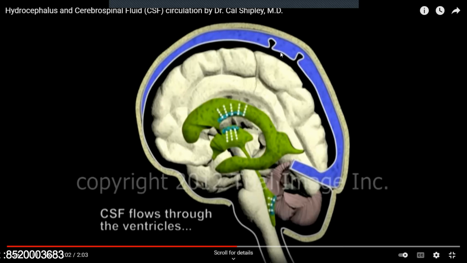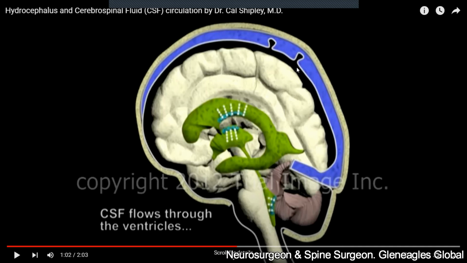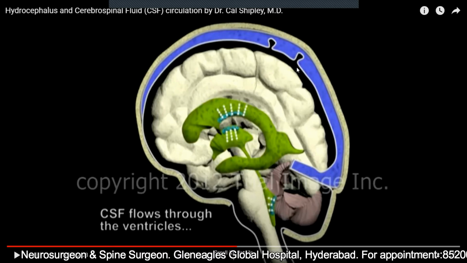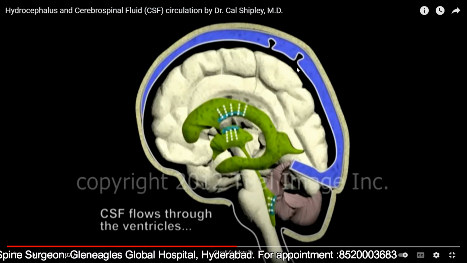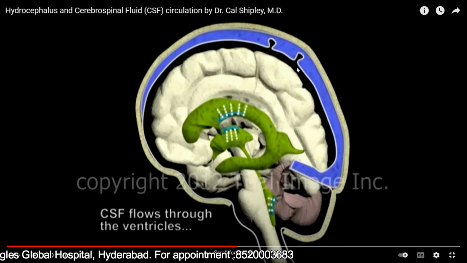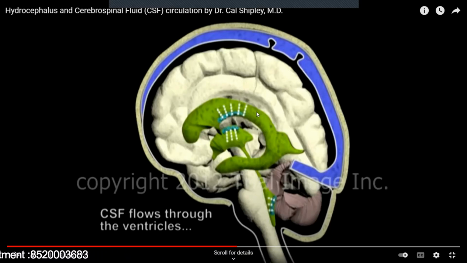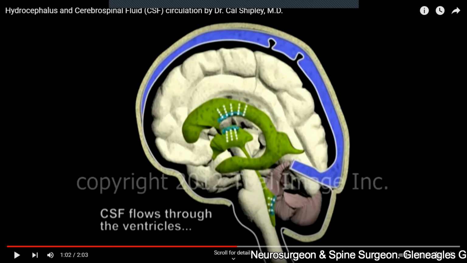This cushioning fluid is the CSF. This protects the brain against injury from the skull. Suppose there's a hit and the brain moves forward, it may hit the skull, but CSF provides protection. And also CSF provides nutrition to the brain. So this CSF is produced from the choroid plexus, which are machines within the ventricles which produce CSF.